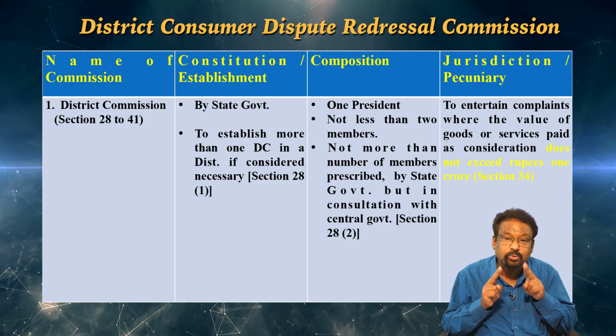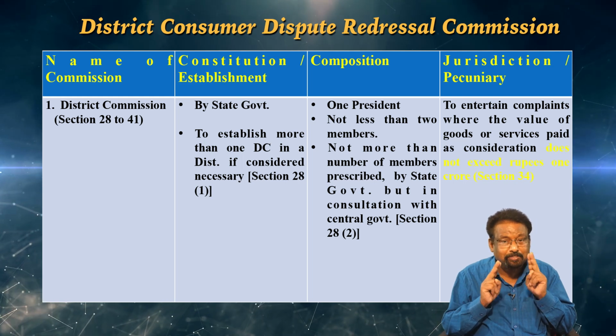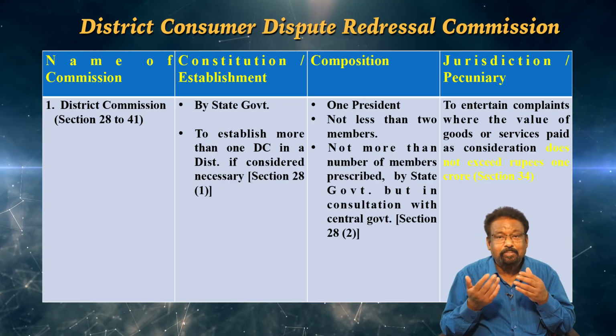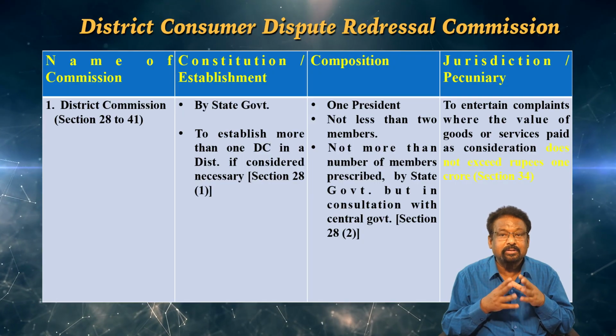Not less than 2 is the minimum. So one president and not less than 2 members, so it must be at least 3. More than 3, if the state government wants, it can fix any number of members, and they will be appointed by the state government only.